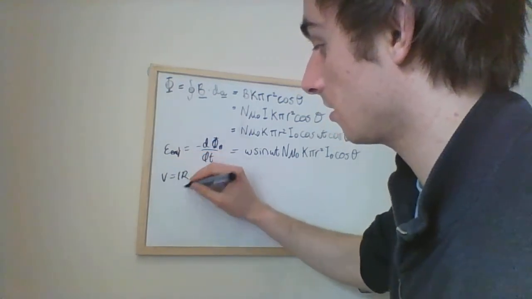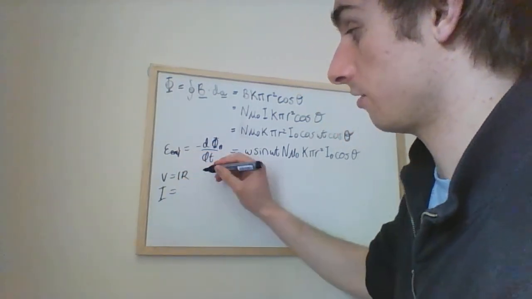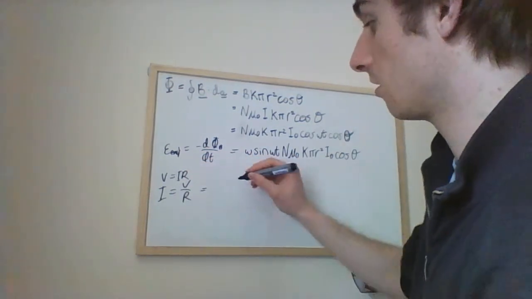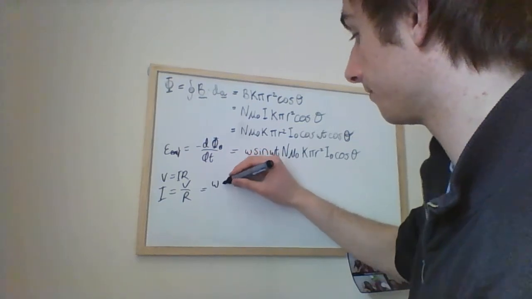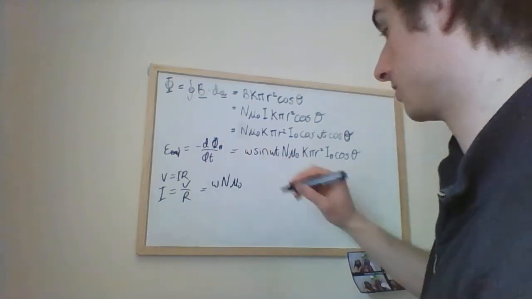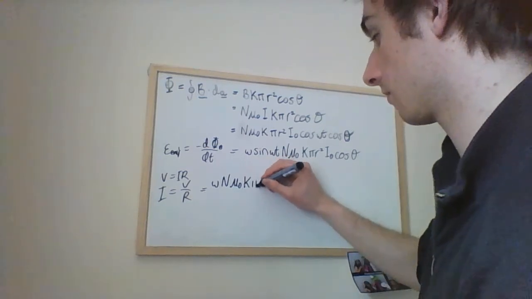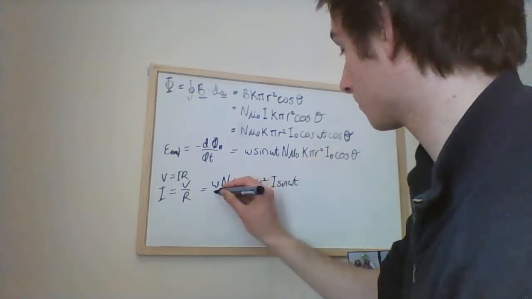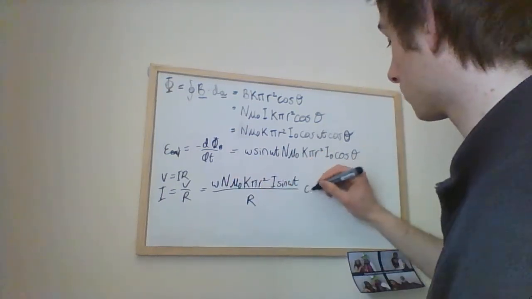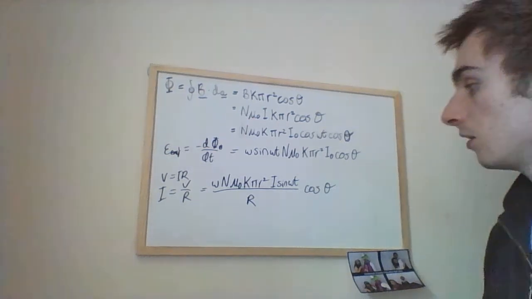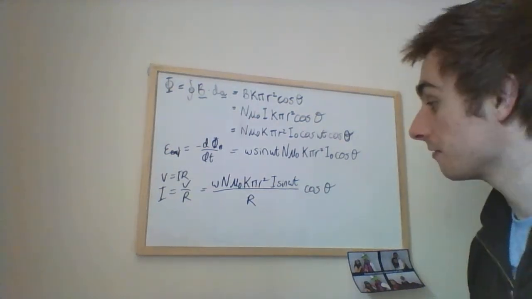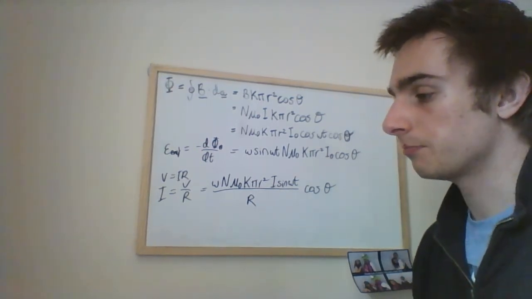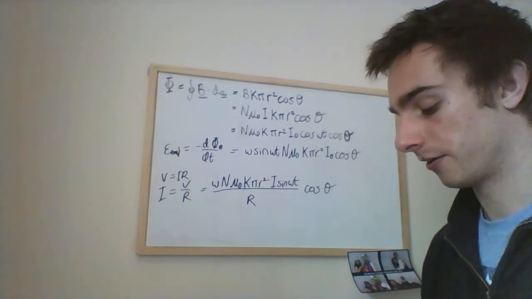V equals IR. Our goal in the first place was to find current, so we just divide this whole expression by R, R being the resistance that we were given at the start. Wonderful. And that's it. That's the current that's induced by the solenoid into the loop of wire.